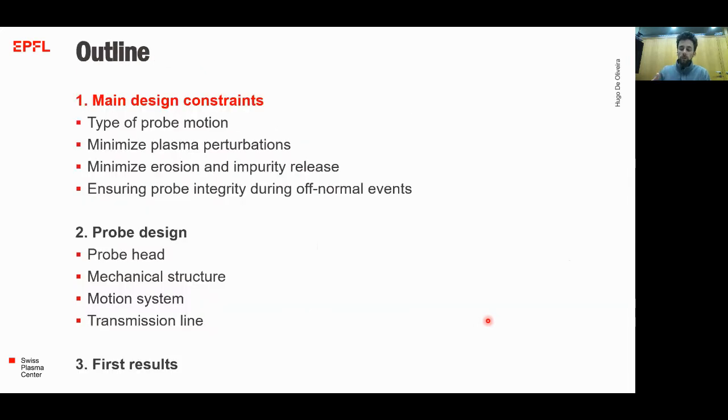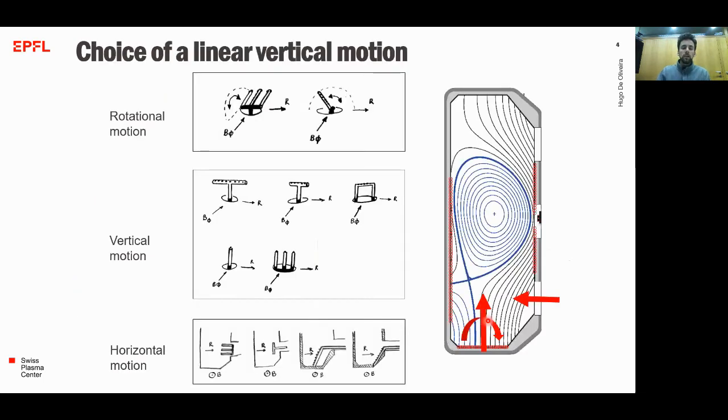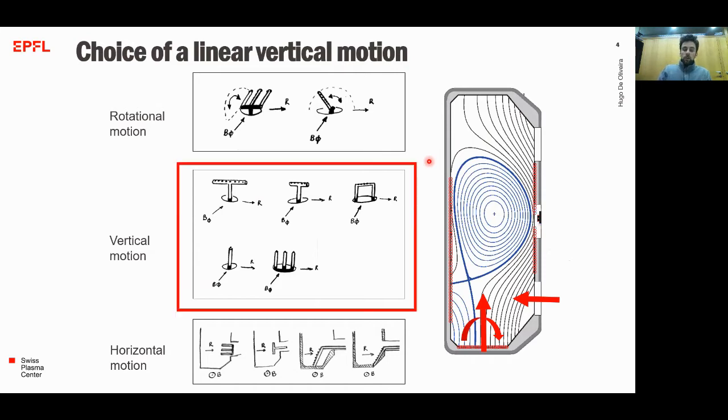Now, in order to be able to build a diagnostic in such a challenging environment, in the divertor of TCV, there are many constraints that come along, and we will go through a few of the most important constraints. First of all, we need to decide what type of motion we want for the diagnostic.